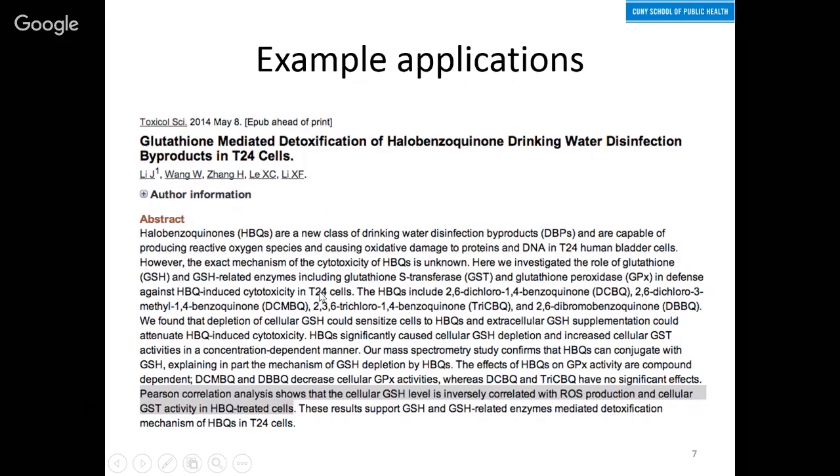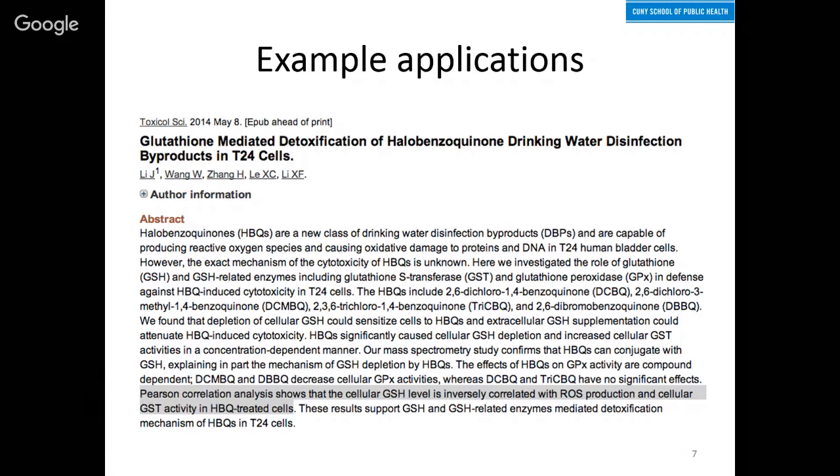I don't know what any of this really means, but I do see down here at the bottom: Pearson correlation analysis showed that the cellular GSH level, one of the byproducts, is inversely correlated with ROS production and cellular GST activity in HBQ treated cells. So they are avoiding any causal language here. They're just saying that the amount of this byproduct is inversely correlated with several of these measurements of cellular activity in the T24 cells.